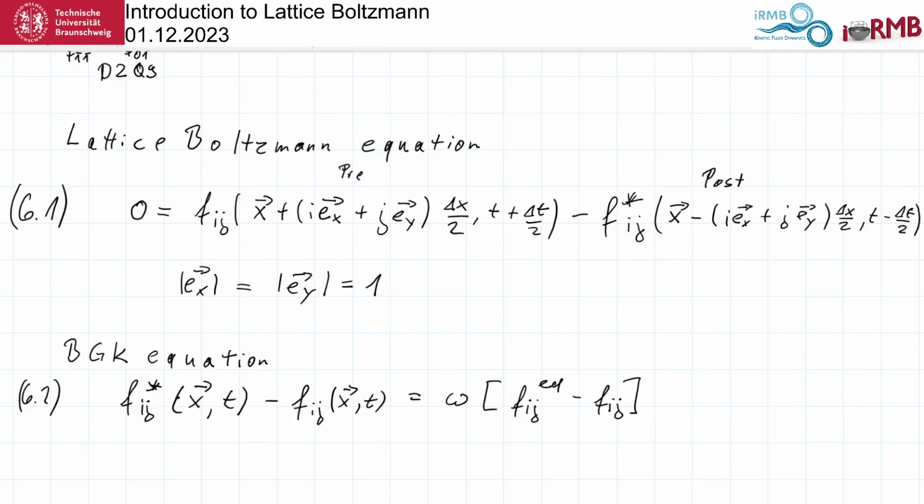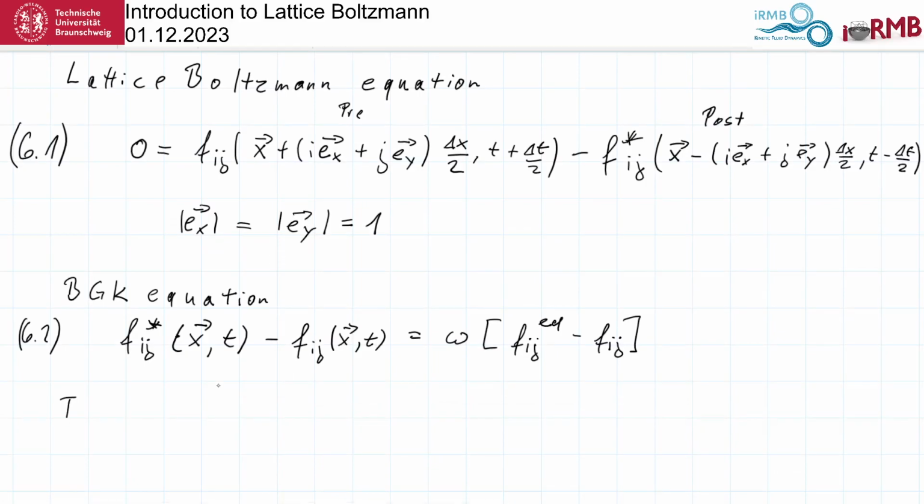Okay, so what can we do? We do what we always do in numerics. We use the Taylor expansion. We use the Taylor expansion of the equation up there, 6.1, at the location x and t. So you see that these populations are not located in x and t. So we have to make a Taylor expansion of them, and then we get these derivatives.